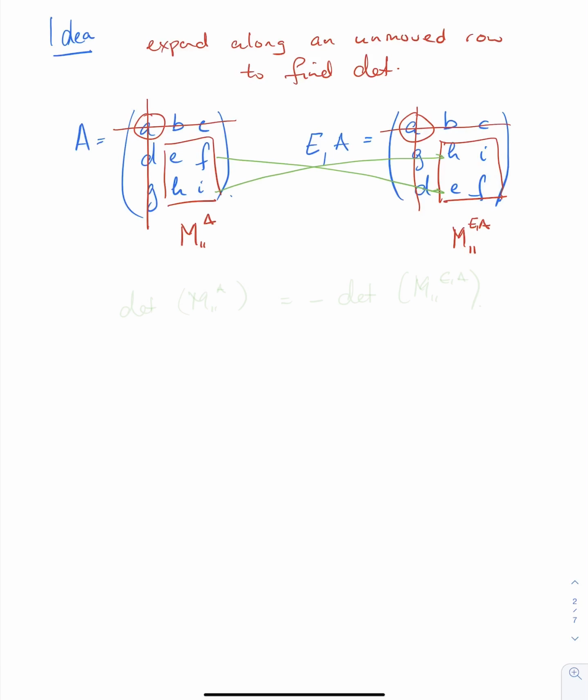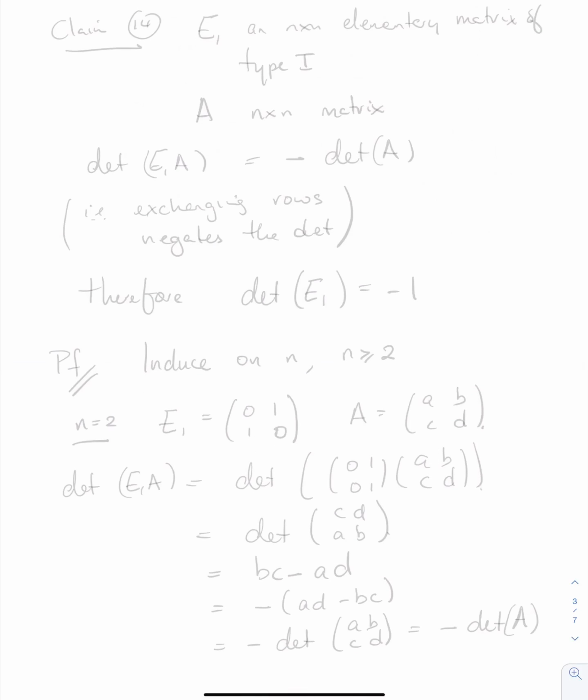Notice the relationship between M11 of A and M11 of E1 times A. It's simply the same matrix, but with the rows exchanged. And in particular, because of this, the determinant of M11 of A is going to be negative times the determinant of M11 of E1 times A. This is the main idea of our proof. So let's prove it.